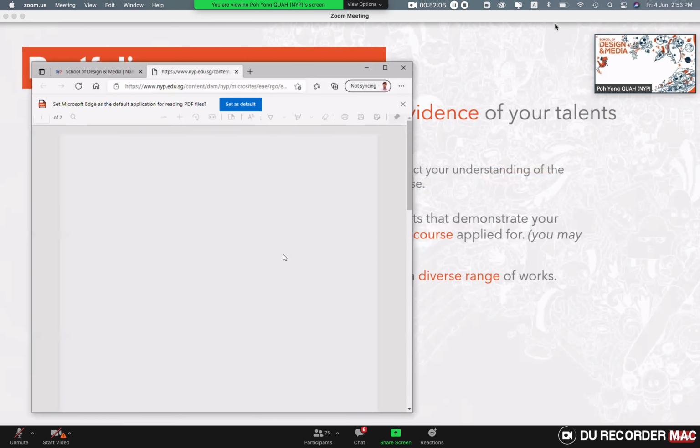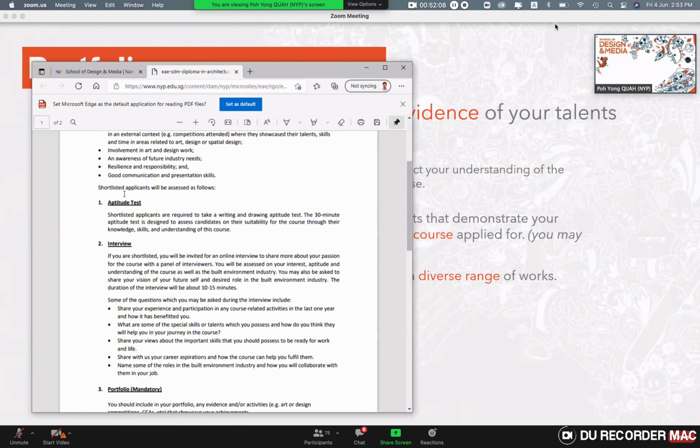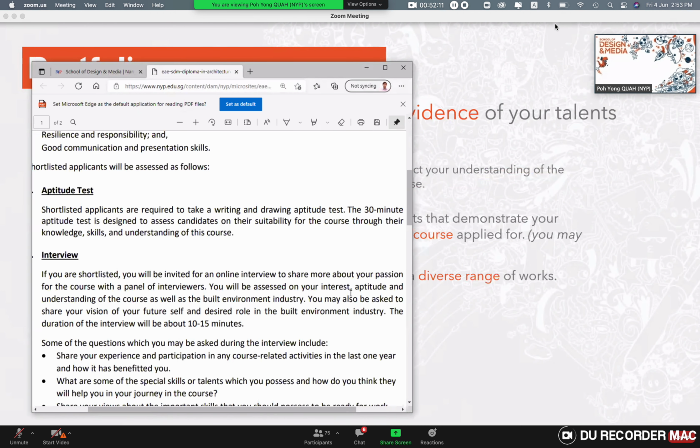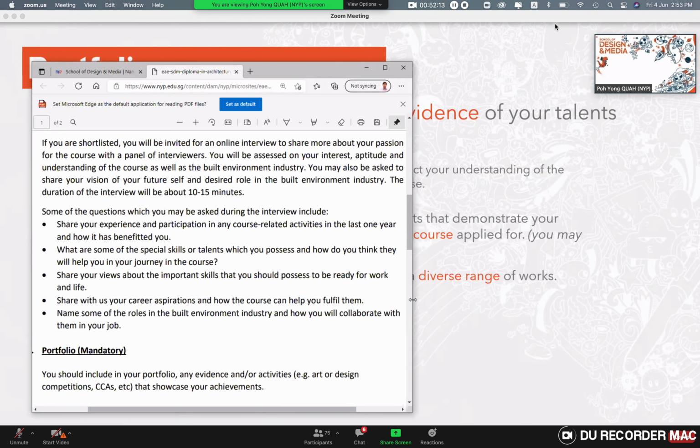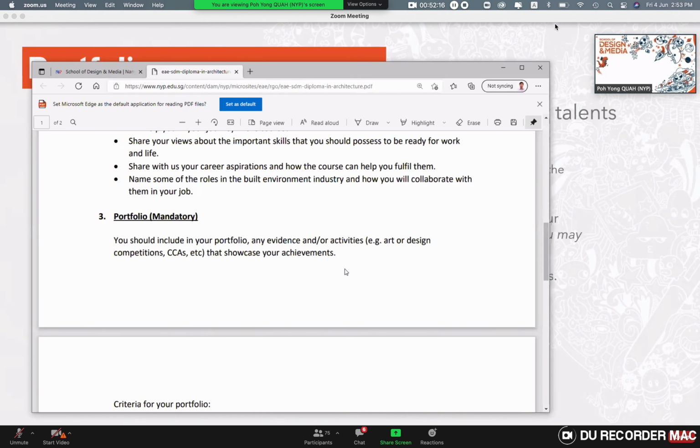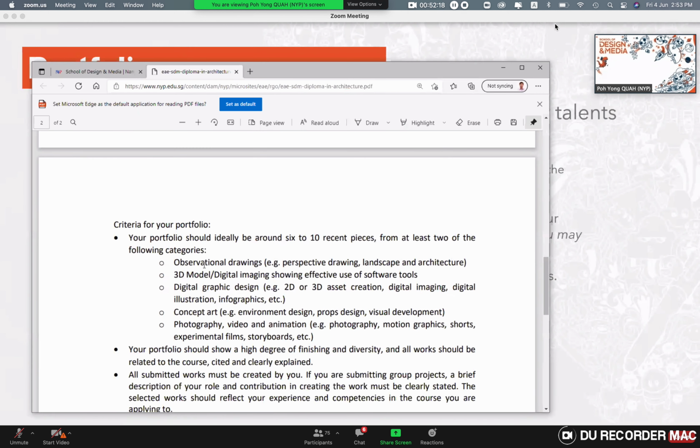Then you will see the write-up on this. You can see what kind of portfolio we want. For example, in architecture, we want observation drawing. Obviously, you are an architecture student, you're going to apply, so you should understand what is perspective drawing, landscape. We also will be looking at 3D modeling and digital imaging, like Mr. Adrian shared with you just now. We also do a lot of 3D.